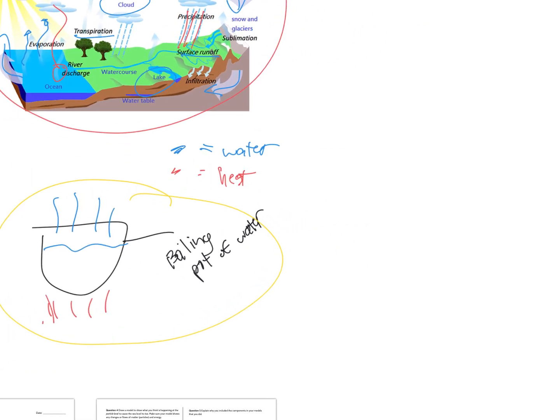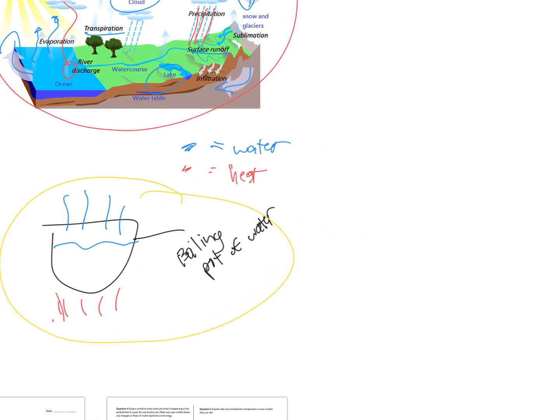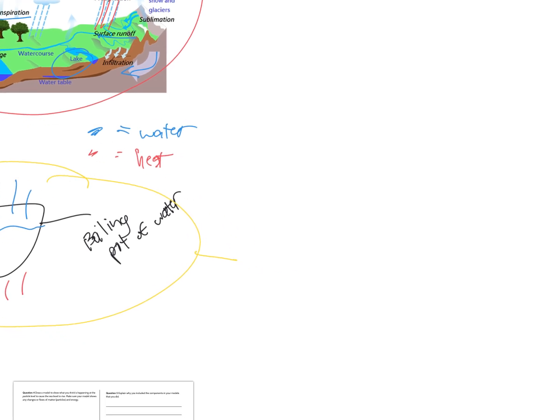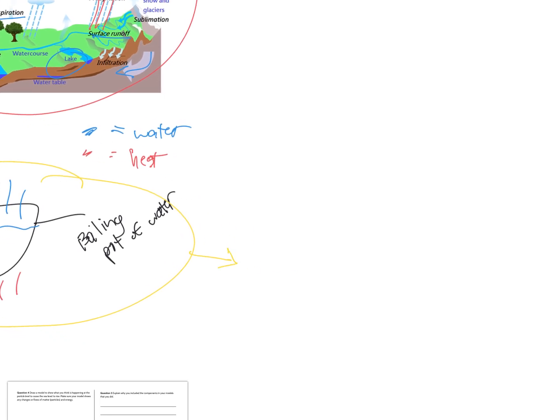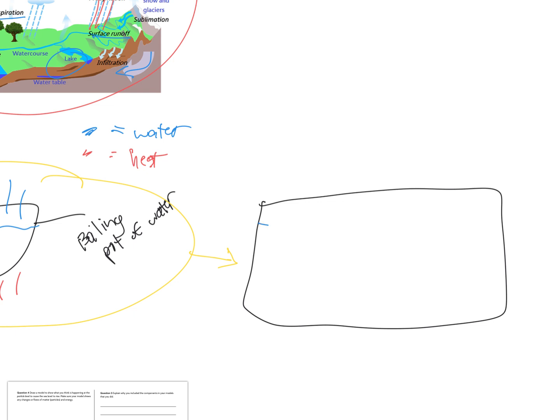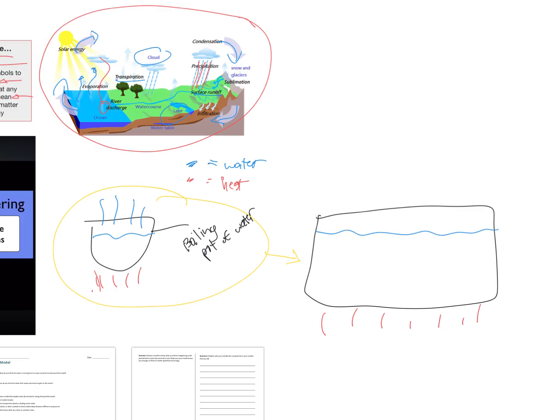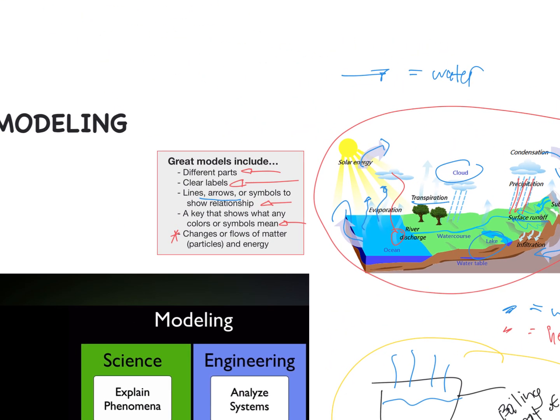So let's zoom in. Let's take this image and make it bigger, as though we zoomed in. Now here's my pot, here's my water, my heat source, and I want to add the particles. I've hit most of these things, like I had my key, my lines, my clear labels, my different parts. But here, changes or flows of matter, anything that has mass and takes up space, those are the particles and energy.